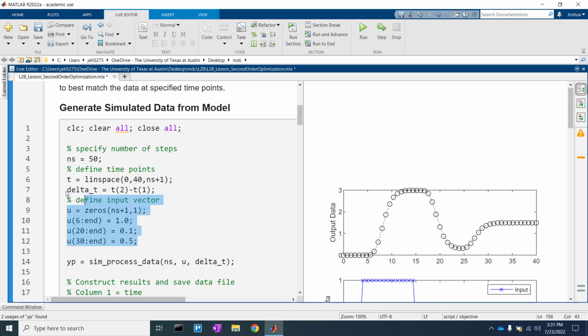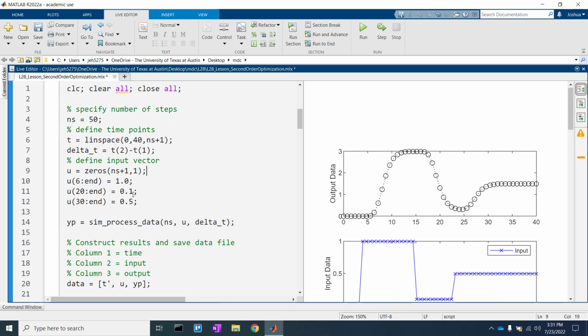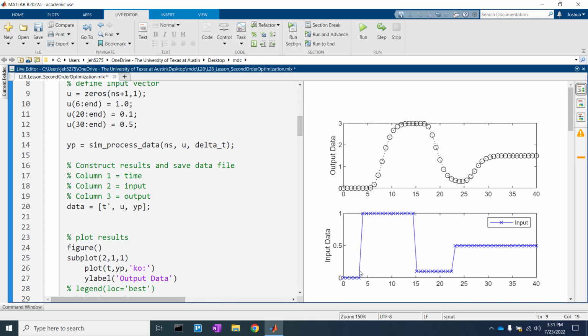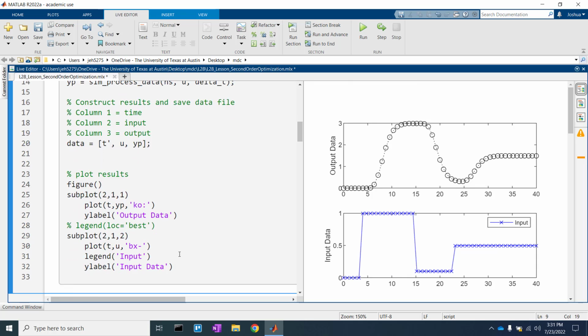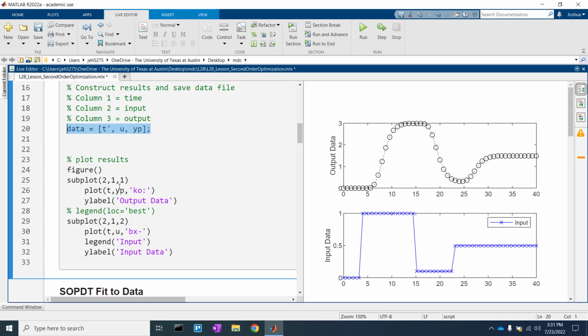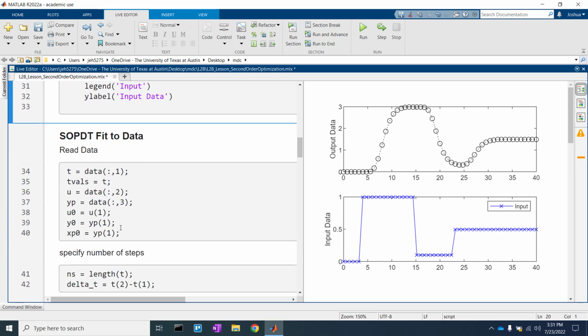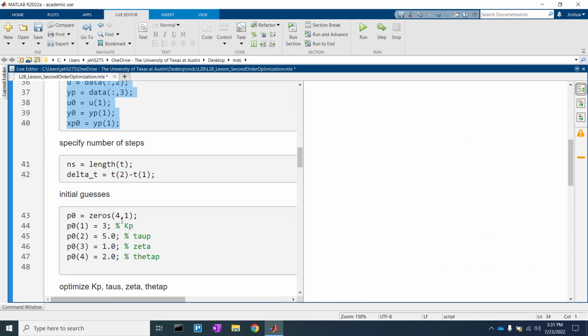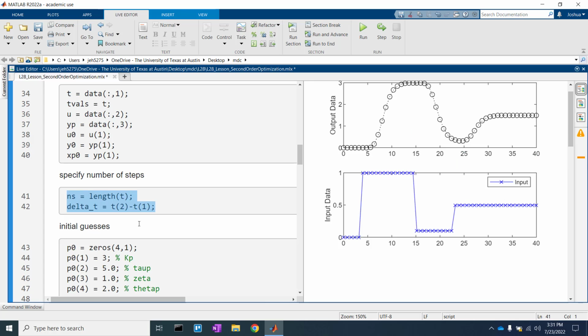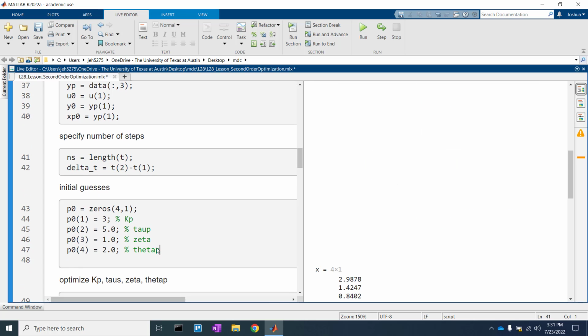So we go ahead, we simulate this 10th order system with inputs u equal to 0 and then equal to 1, 0.1, and 0.5. So we see on the right here our output and our input. We have data saved as a matrix and we plot it. Then we take that data and we read it. We'll specify the number of steps and the delta t within that system.